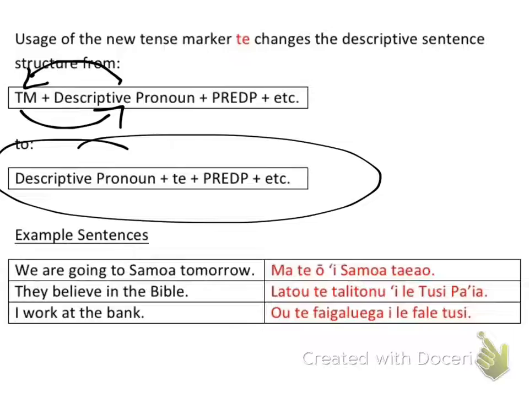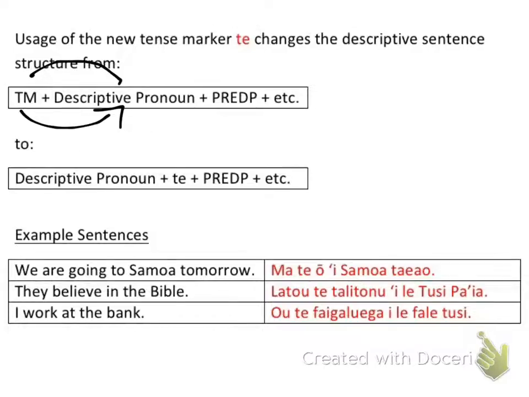Just remember that my te goes second in the order instead of first. Okay? So for example, here are some example sentences at the bottom. Let's say we are going to Samoa tomorrow. That would sound like Ma te o I Samoa taiao.